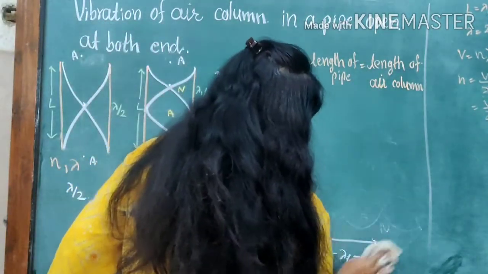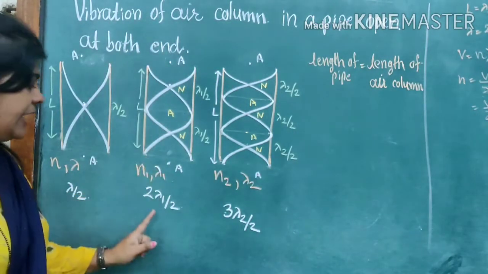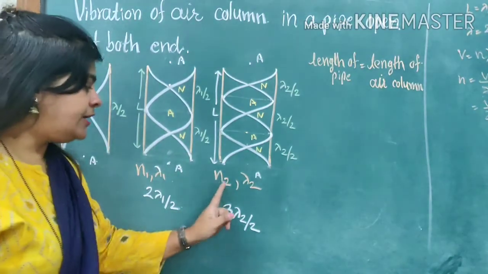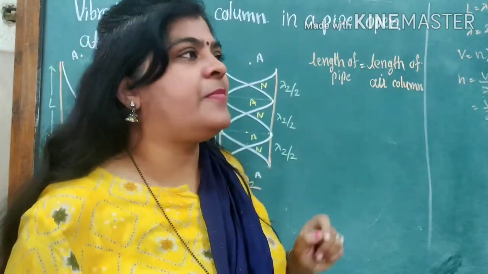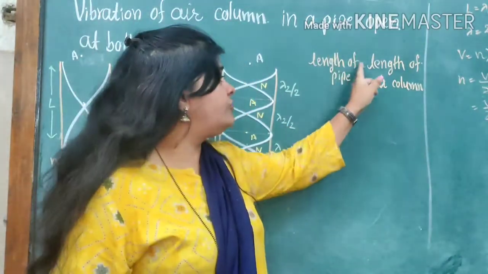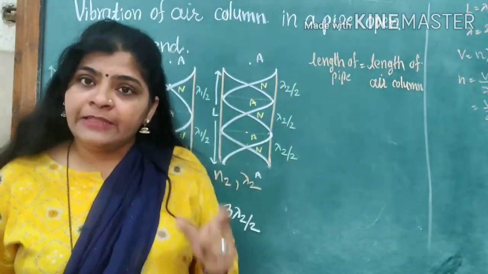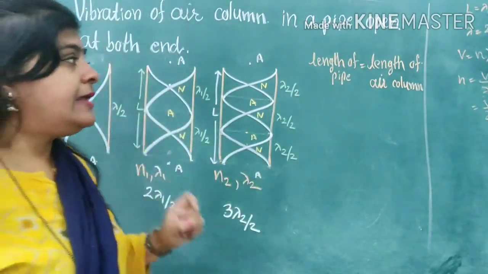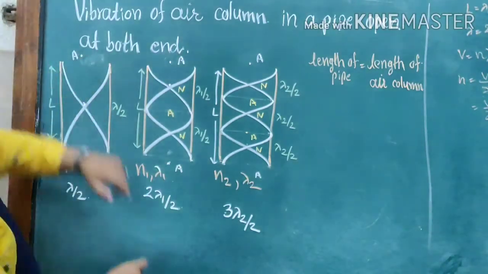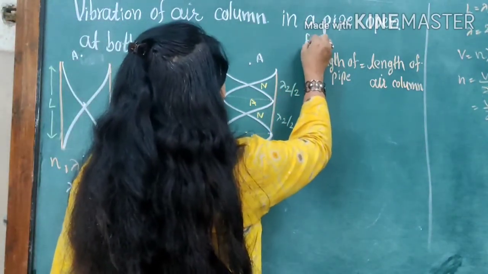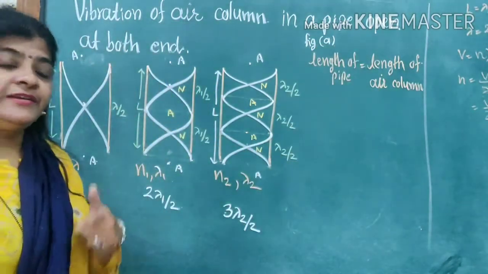Now after that we are calculating the frequency: n in the first mode of vibration, n1 in the second mode of vibration, n2 in the third mode of vibration. For this you have to remember one basic formula: the length of the pipe is equal to the length of the air column. What is that formula? The length of the pipe is equal to the length of the air column. Okay. Now the length of the pipe for the first mode of vibration, we consider in figure A.